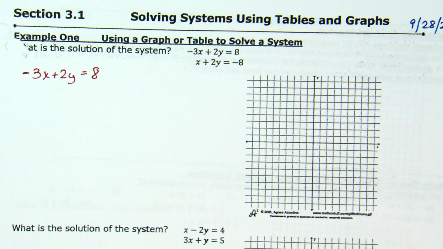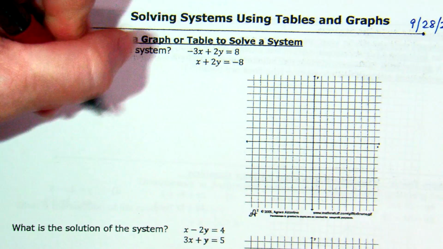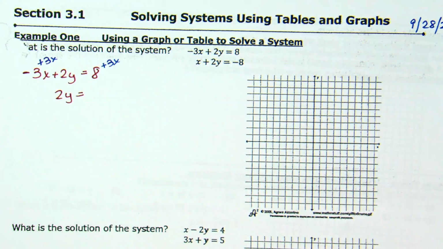So, what's going to be my first step here? I wouldn't divide. I would try and get the y term by itself. So if we're trying to get 2y by itself, move the negative 3x by adding 3x. Negative 3x plus 3x cancels. I have 2y equals, what's 8 plus 3x? Okay, flip it around and it's 3x plus 8.